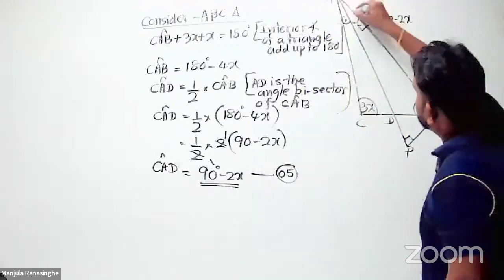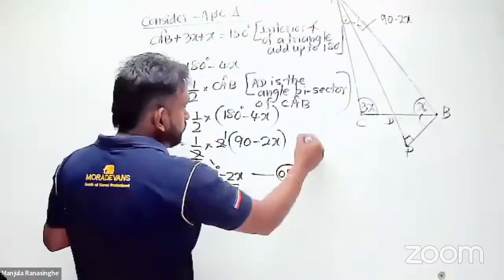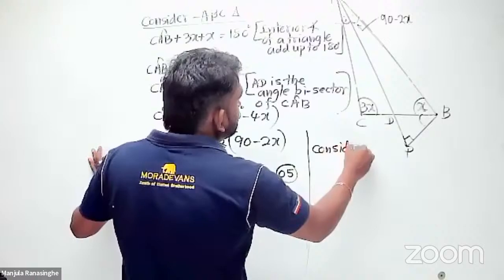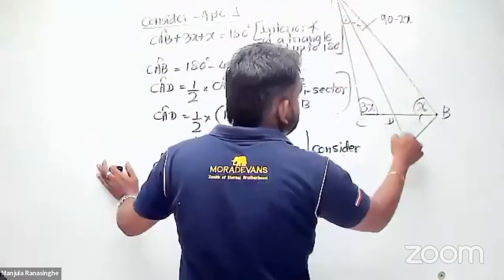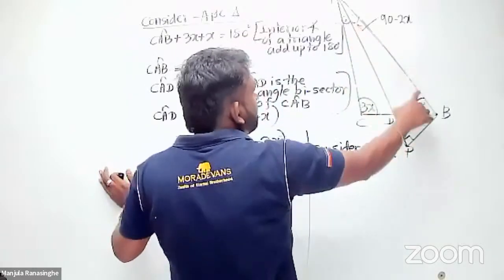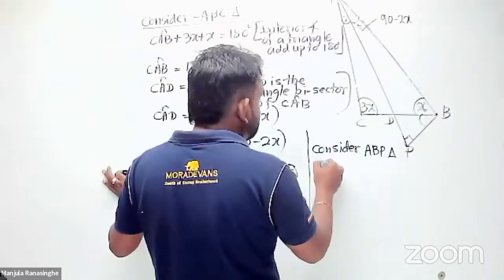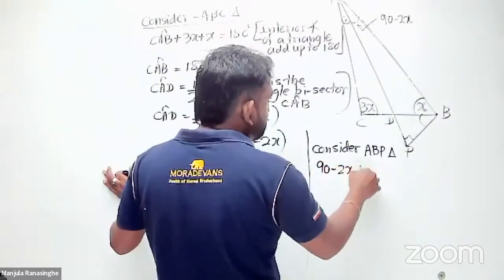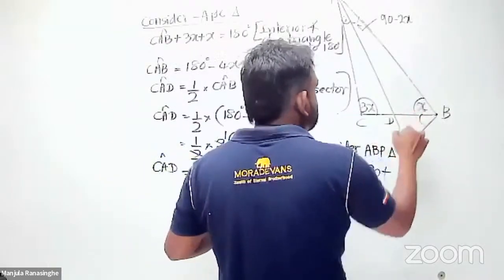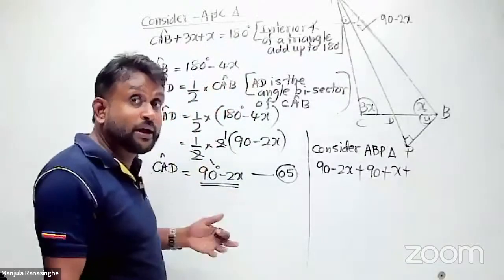Now consider this triangle ABP. Now add up these values to make 180. You can write 90 minus 2x plus here 90 plus here x plus, I write this as y. I need to make y also as x.